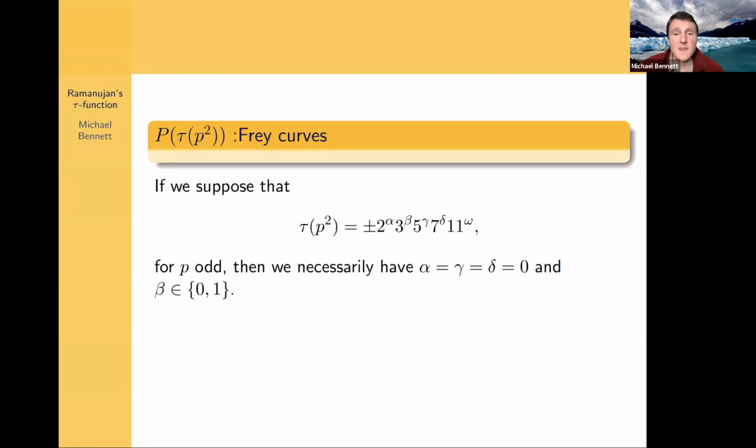So in particular, if we suppose this, then the Ramanujan congruences actually say that, well, of course, we said if p isn't 2, then tau of p squared is odd. So there's no alpha, so alpha is 0. But in fact, it can't be divisible by 5 or 7. And if it's divisible by 3, it's not divisible by 9. And so that means we basically have a much simpler equation. The right-hand side is really plus or minus 3 to the 0 or 1 times a power of 11.